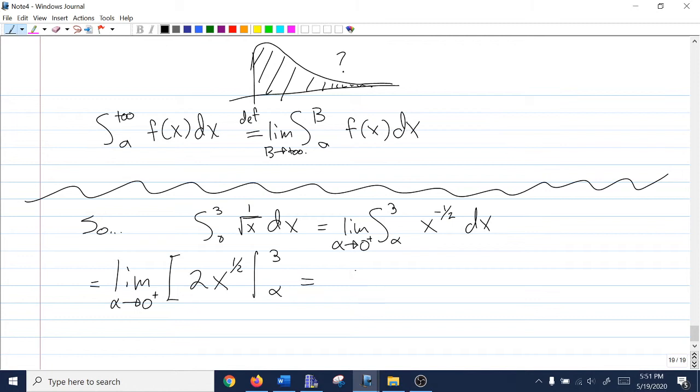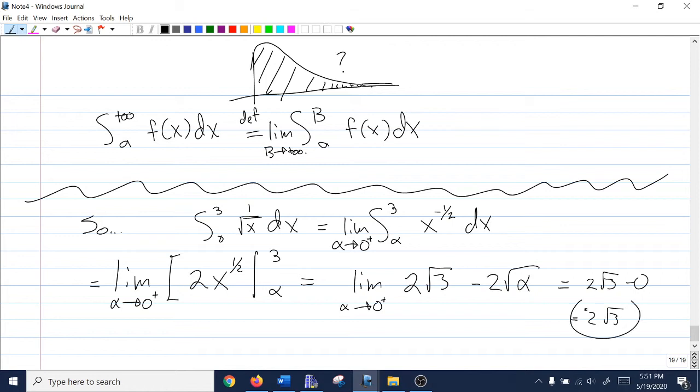So I get, what's the limit as alpha goes to 0 of 2 root 3 minus 2 root alpha? Does 2 root alpha have a limit at 0? You imagine the square root function in your head. Yes, it does. It's 2 root 3 minus 0. This works. It's pretty reasonable.